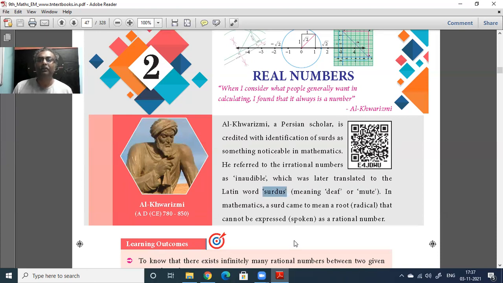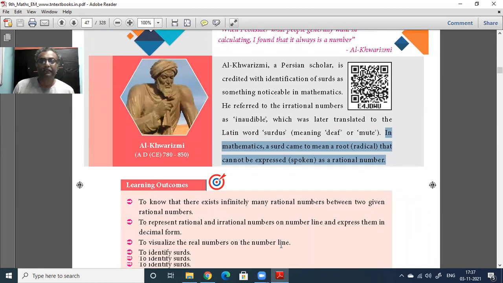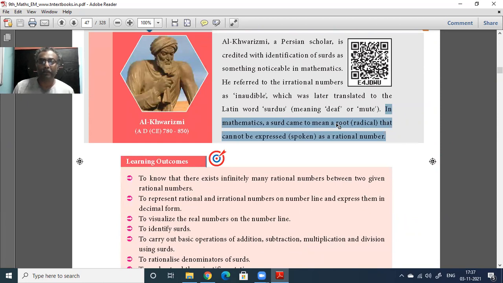When you tell 1, 2, 3, 4, there are so many numbers in between which are deaf, and you are deaf to that, you cannot hear them. Like that, you'll have to take it. In mathematics, surd came to mean a root, a radical that cannot be expressed as a rational number. Root means what? Square root. Why are you telling root? Root means radical, it is coming from the ground up. So it is a radical number. A square root cannot be spoken of as a rational number.